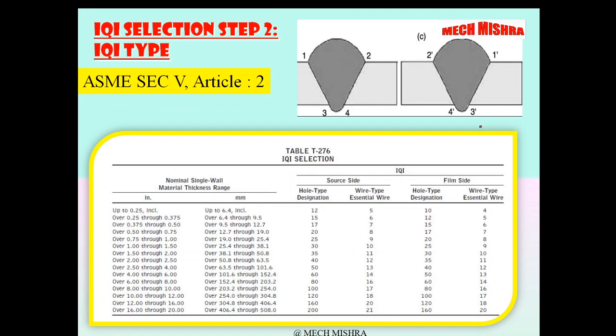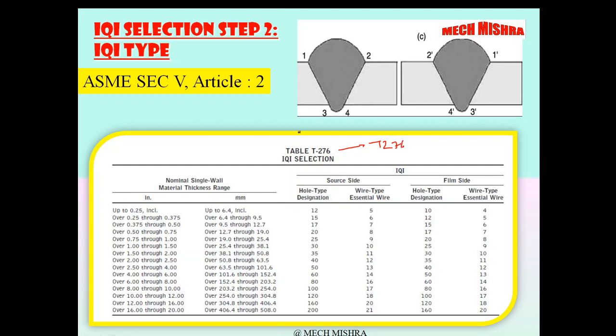Now step 2 is very important, very crucial. Means which will be the essential wire or essential hole we need to check. So this is selected based on the weld thickness. So this is the table from ASME, table T276, very important table. Full selection criteria depends on this.